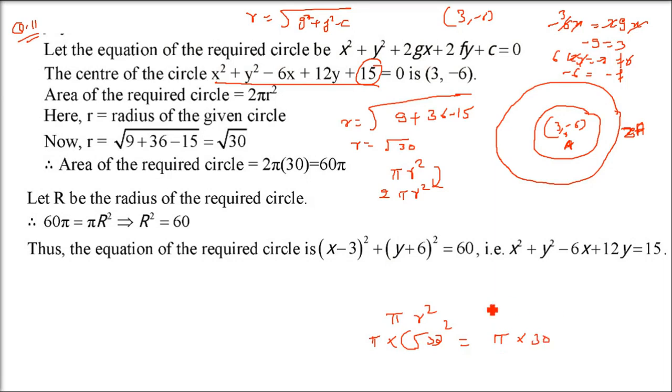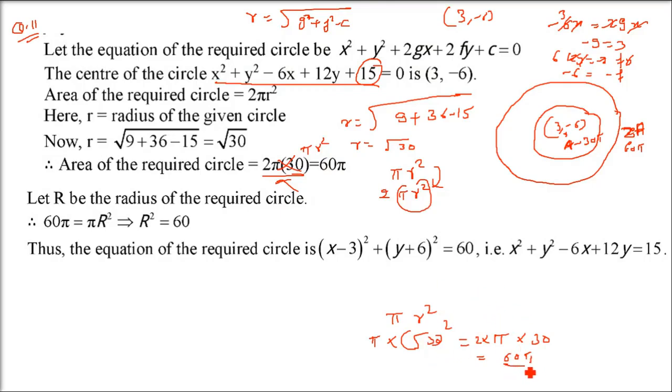And 30 pi. And what is the area of the outer circle? It is twice of this one. Twice of 30 into pi, which is 60 pi. So 60 pi is the area of the bigger circle. So this 60 pi, you can compare it with pi r square. It's not 2 pi or something, it's pi r square.